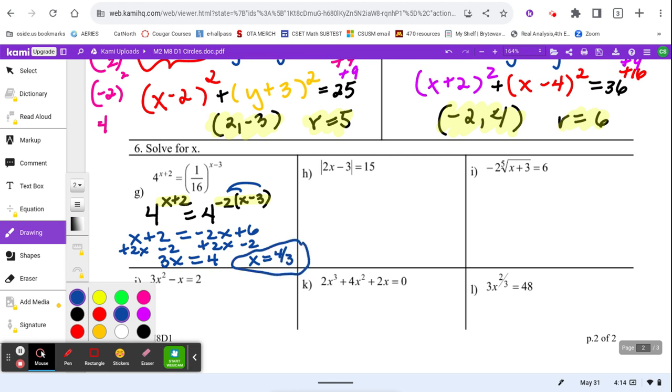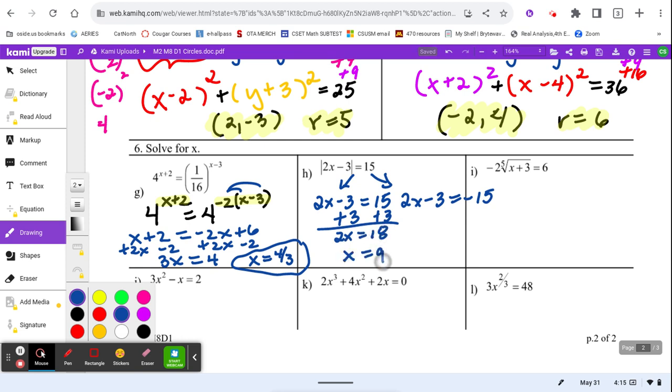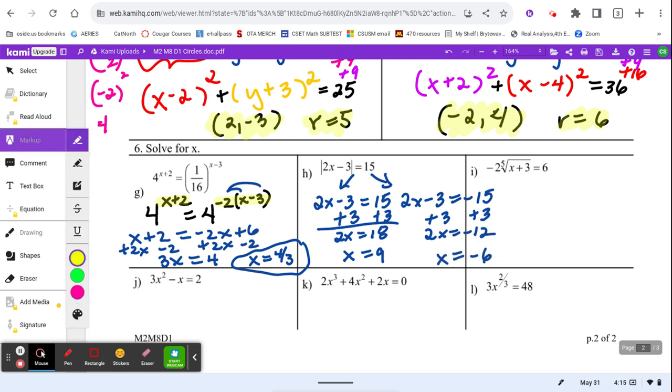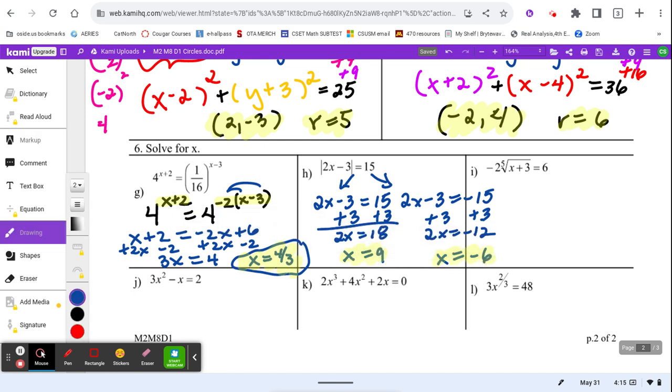This next one is an absolute value equation. Do you remember these? We know that 2x minus 3 might equal positive 15, but we also know that 2x minus 3 might equal the negative version of that. There's two answers for the absolute value equations. So here's the answer for the first one, and here are the two answers for the second one.